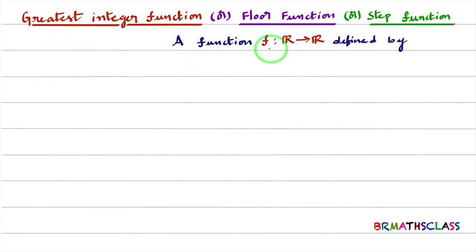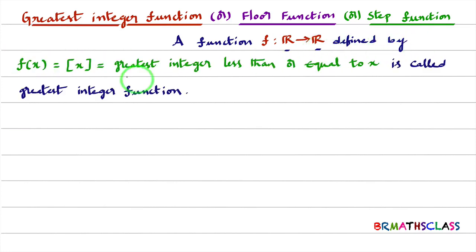A function f from real numbers to real numbers. This is a function from where to where? Real numbers to real numbers. And how the function is defined? It is defined as f of x equal to, look here, we read it as greatest integer value of x, or simply we read it as step x. From now onwards, I'll read this as step x. The function is defined as f of x equal to step x.